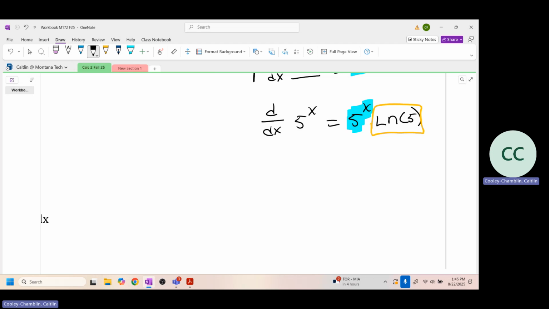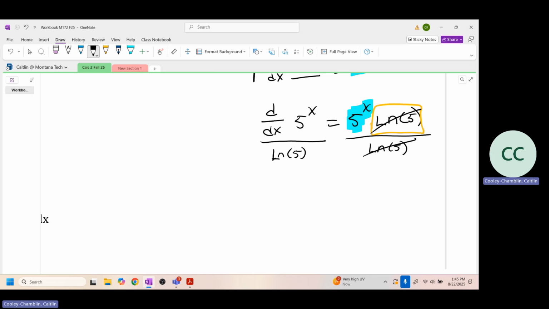Well, ln of 5 is just a number. We can type it into our calculator. It'll give us a number. So that means I can just divide it through. So I'm going to divide by ln of 5 on both sides. My ln's of 5 cancel.